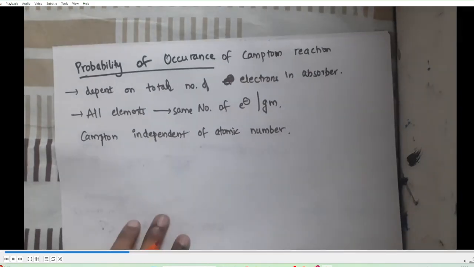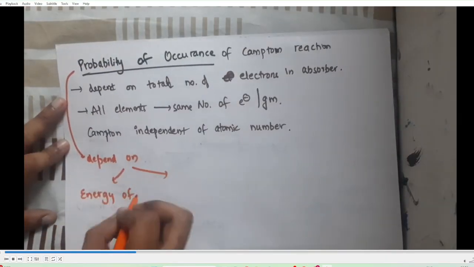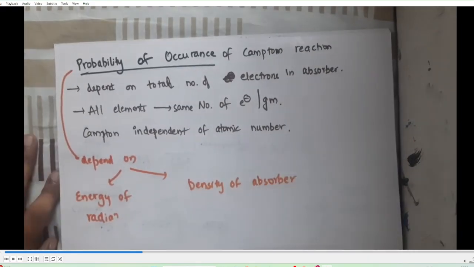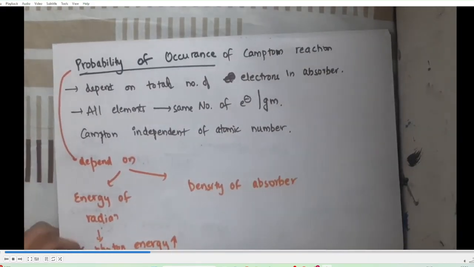The likelihood of this reaction, however, depends on the energy of radiation and the density of the absorber. The number of reactions gradually diminishes as the photon energy increases, so that high energy photons are more likely to pass through the body than low energy photons.